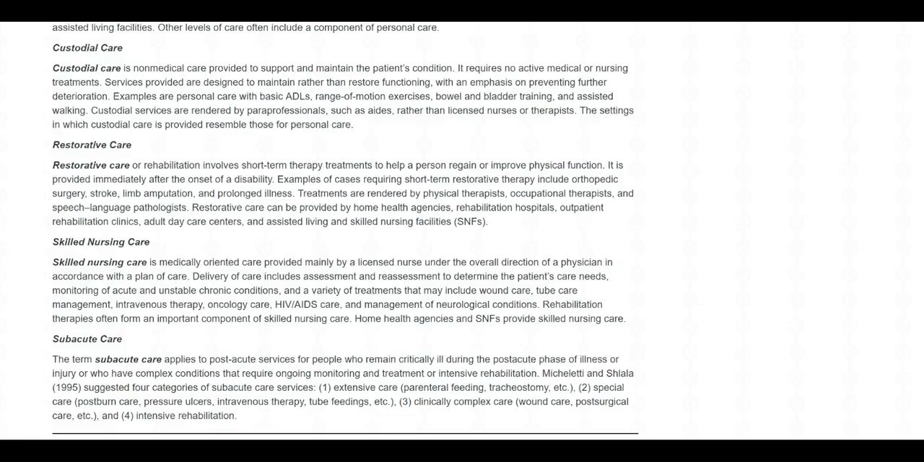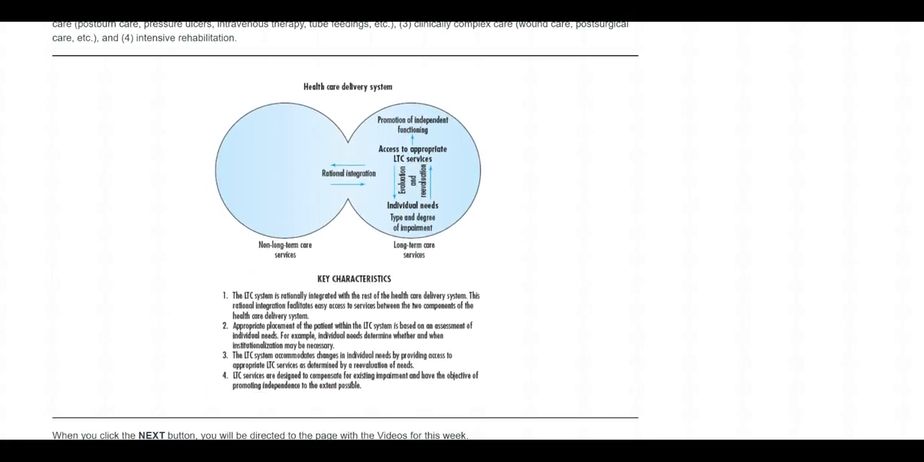All right, so we've pretty much gone through most of the different topics listed here. And here, really, this last diagram talks about the key characteristics of healthcare delivery system. We're looking at the differences between the non-long-term care services and long-term care services. So the key characteristics include that the long-term care system is rationally integrated with the rest of the healthcare system. So this rational integration facilitates easy access to services between two components of a healthcare delivery system.